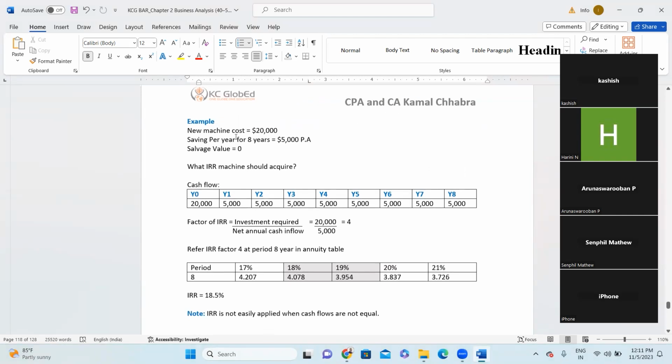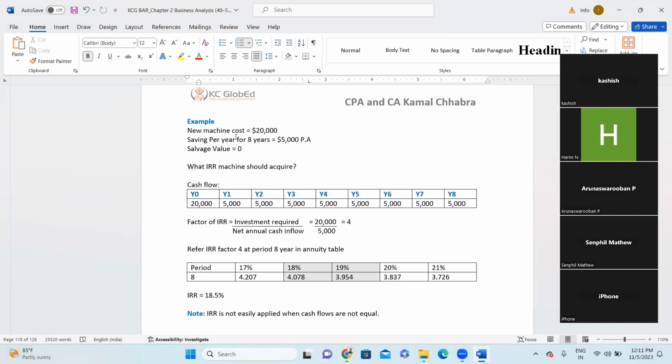Example here: the new machine costs $20,000. The saving per year for 8 years is $5,000. That means every year your saving remains the same, $5,000, and the salvage value is 0. So what is the IRR of the machine?